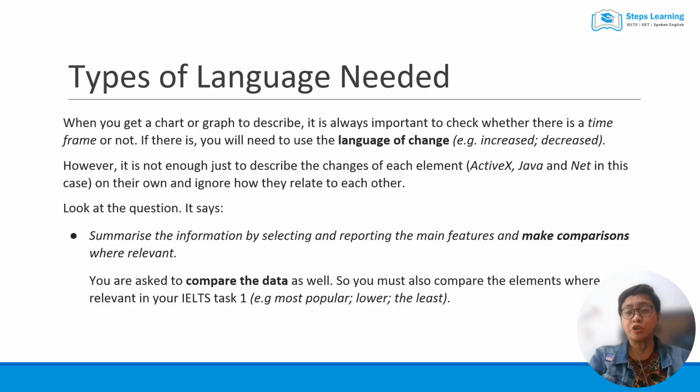When you get a chart or graph to describe, it's always important to check whether there is a time frame or not. If there is, you will need to use the language of change, which means increase, decrease. However, it's not enough just to describe the changes of each element, like ActiveX, Java, and Net in this case, on their own and ignore how they relate to each other.